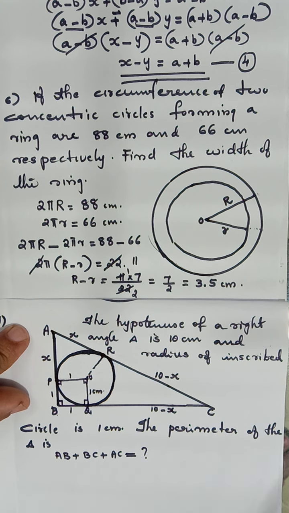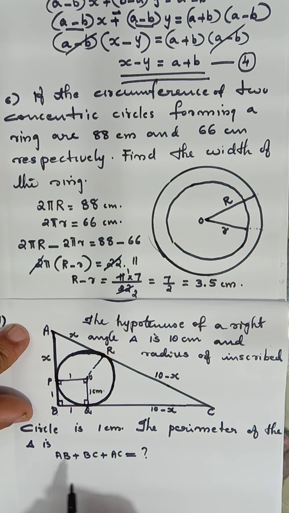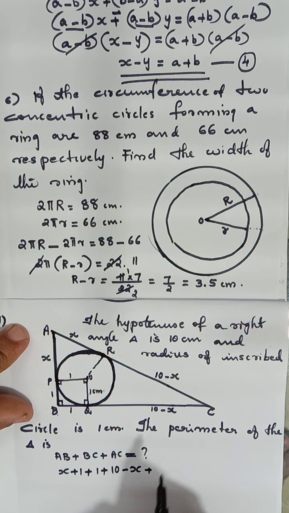As you all know, the perimeter is AB plus BC plus AC. Now let us substitute. What is AB? X plus 1. Plus what is BC? 1 plus 10 minus X. Plus what is AC? AC is 10, or X plus 10 minus X, that is equal to 10 itself. So that will be the perimeter.